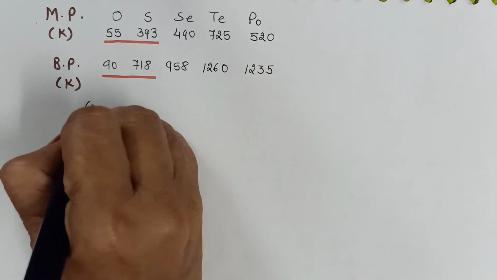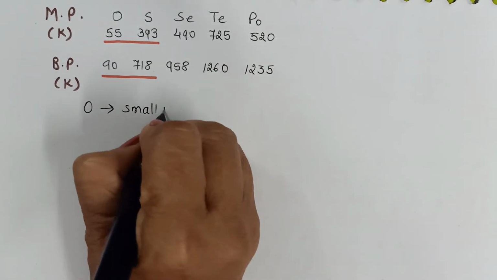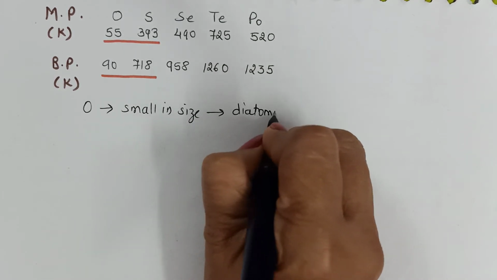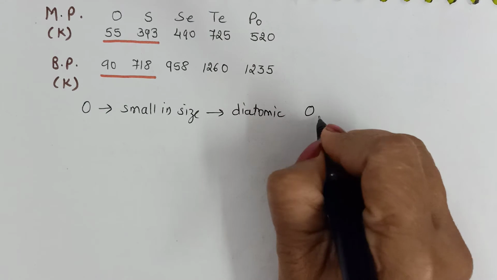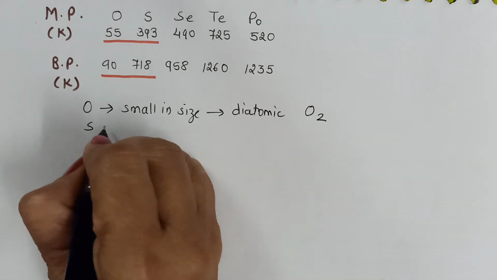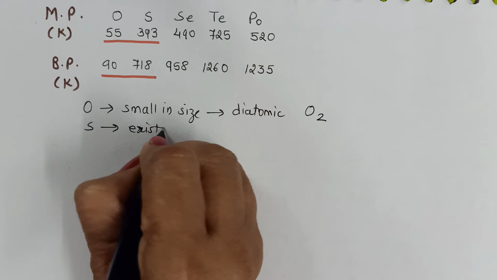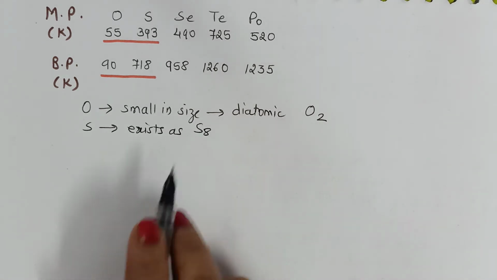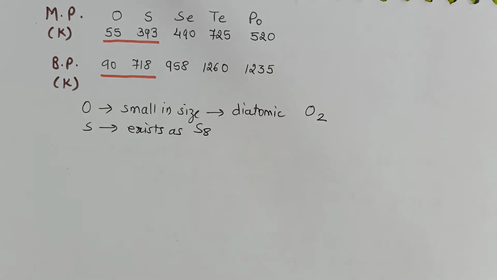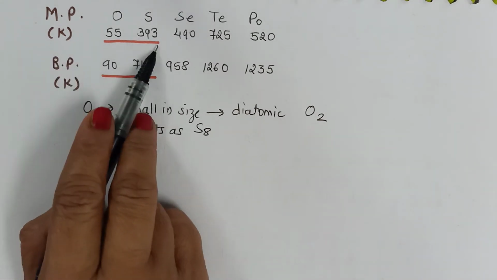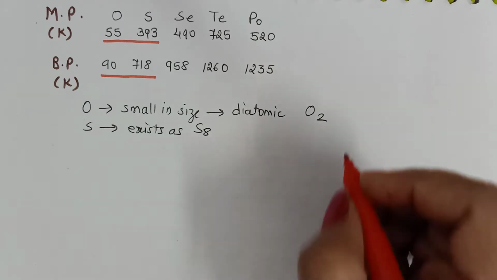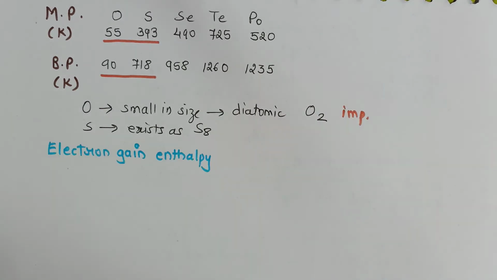It is because oxygen is exceptionally small in size and it exists as a diatomic molecule. It exists as O2. On the other hand, sulfur exists as S8. So, energy required to break the bonds between only 2 atoms or 8 atoms, there will be a great difference, and therefore variation in melting point or boiling point of oxygen and sulfur is exceptionally high. This is your important give reason question.